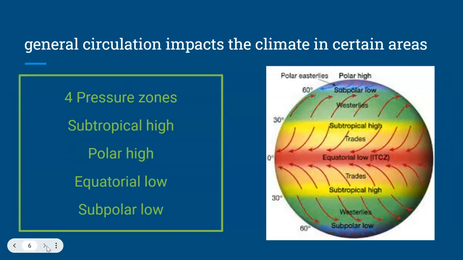The general circulation is dominated by four pressure zones. The subtropic and polar highs create dry, subsiding air, which flows outward at the surface. The equatorial and subpolar lows move inward and upward, and they create cloud and precipitation.